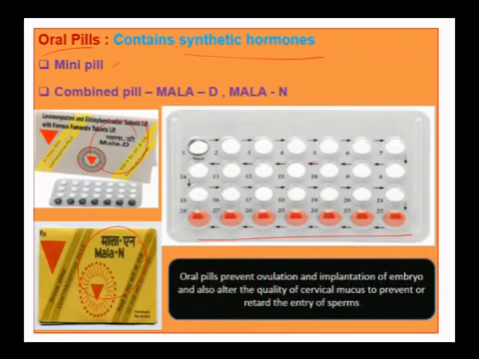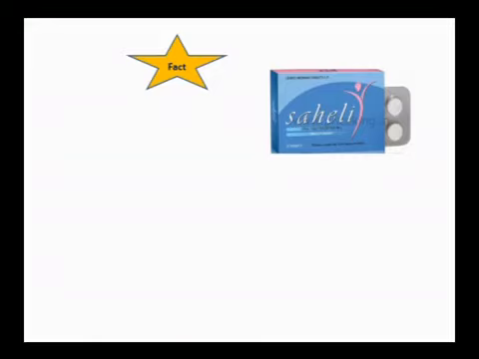Oral pills prevent ovulation and implantation of embryo, and also alter the quality of cervical mucus to prevent or retard the entry of sperm. This is how they prevent fertilization and pregnancy. That means they do not allow ovulation and implantation to happen. So that's why they are said to be contraceptive methods.